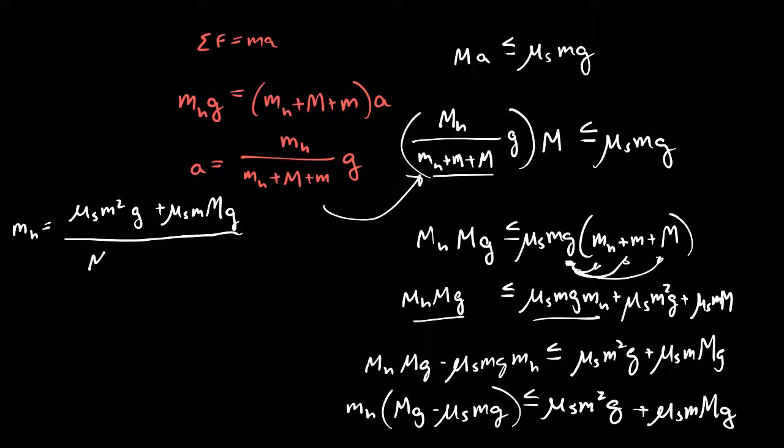So the answer doesn't have G in it. You could factor it out top and bottom and get rid of it, leaving you with this incredibly compact and super easy to understand expression. Oops, I forgot it's an inequality. So here we go. Mu S times M squared plus M times big M all over M minus little m. Oh, mu S, I forgot the mu S. Mu S, little m.